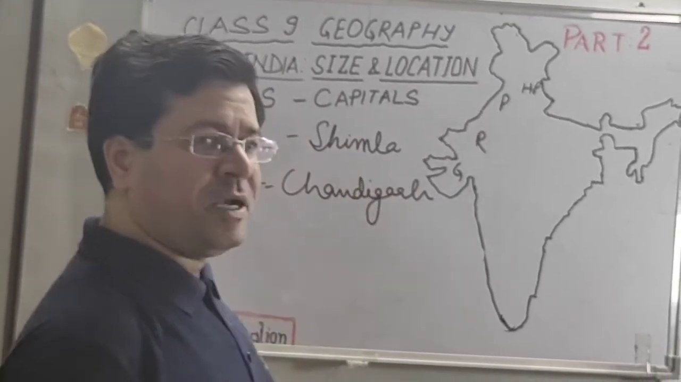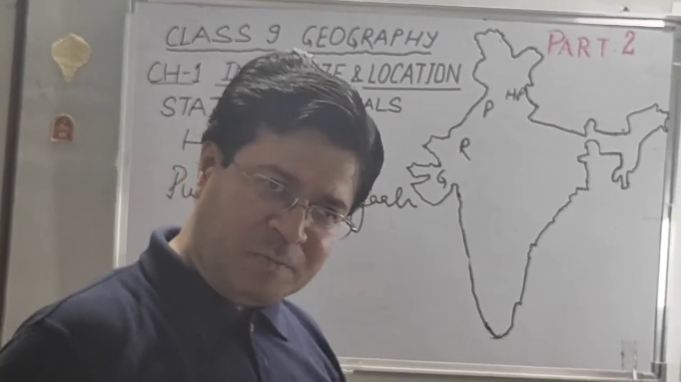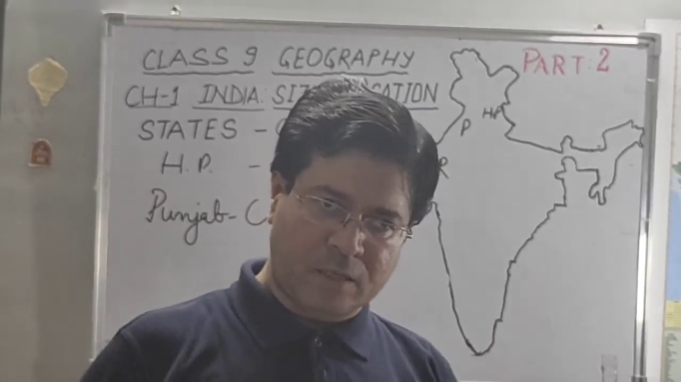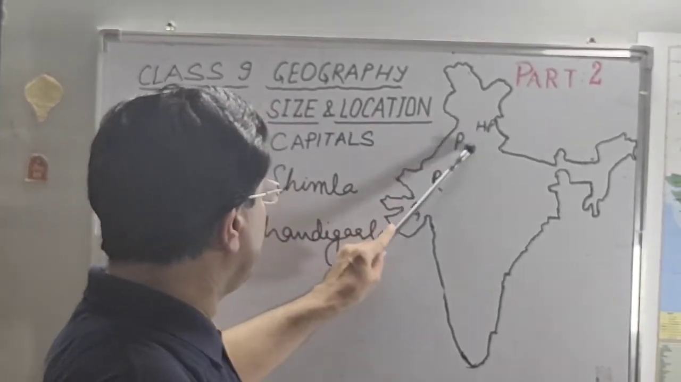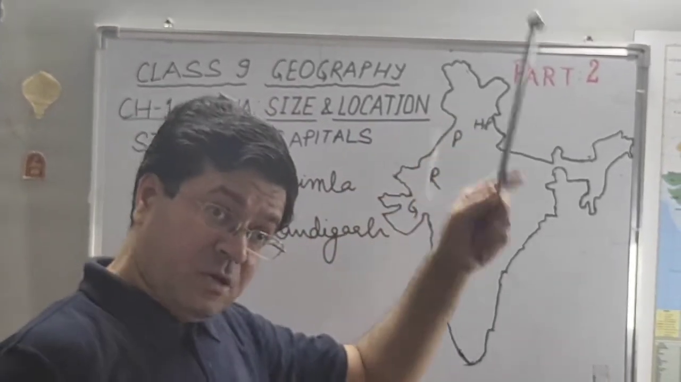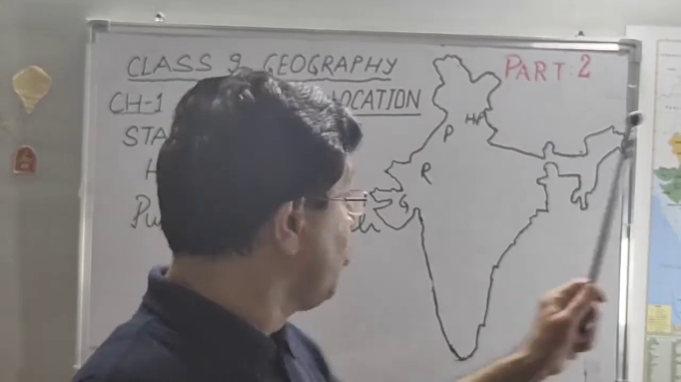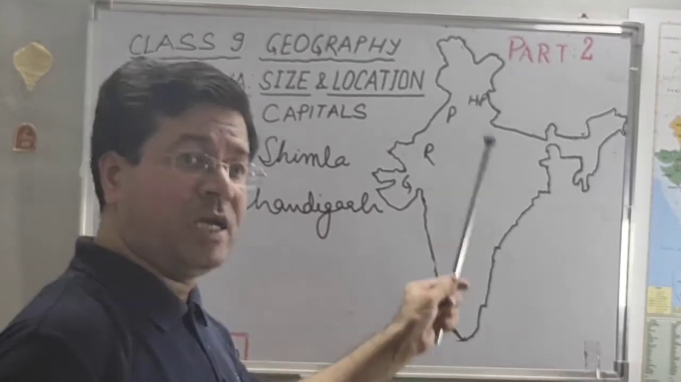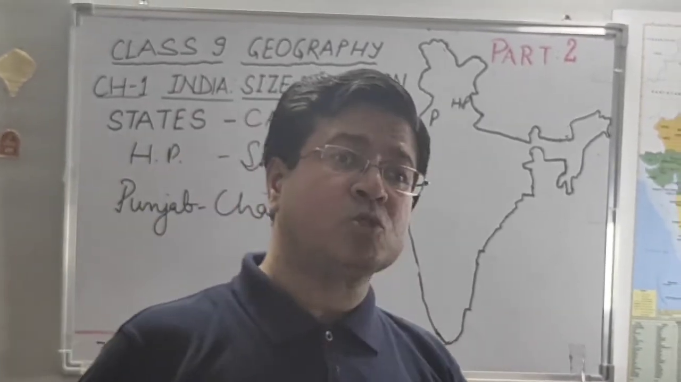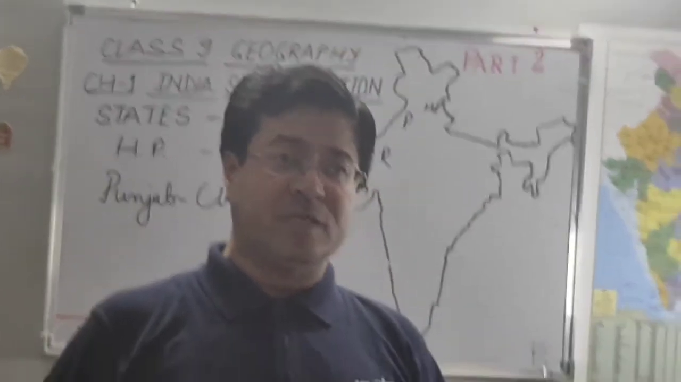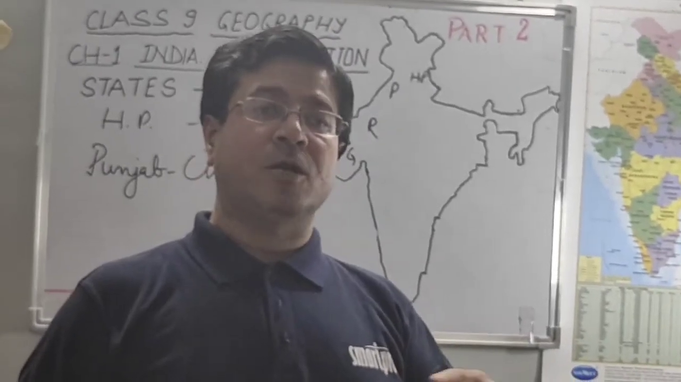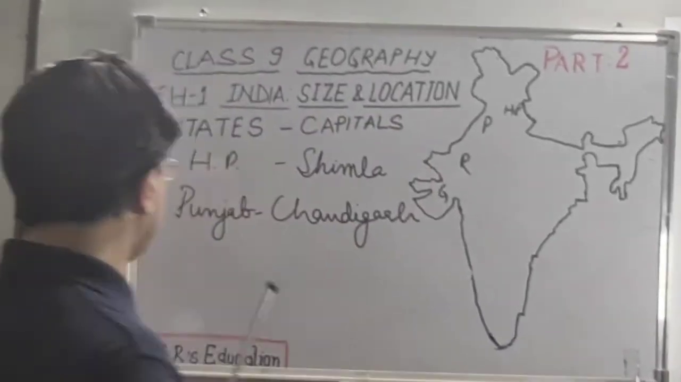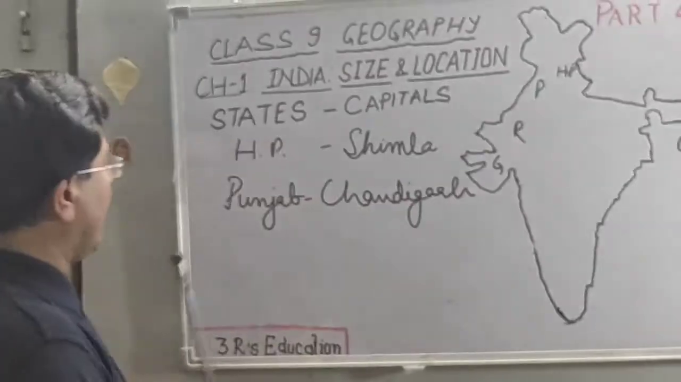So actually the Punjab word denotes the area which is drained by 5 rivers. Panch means 5 and Aab means water. So this Punjab is drained by 5 rivers. Which 5 rivers? Which are the tributaries of Indus, which join Indus in Pakistan? Satluj, Beas, Ravi, Chenab and Jhelum. If you associate some story with the states or regions, it is very easy to remember their location, their name and their capitals also.